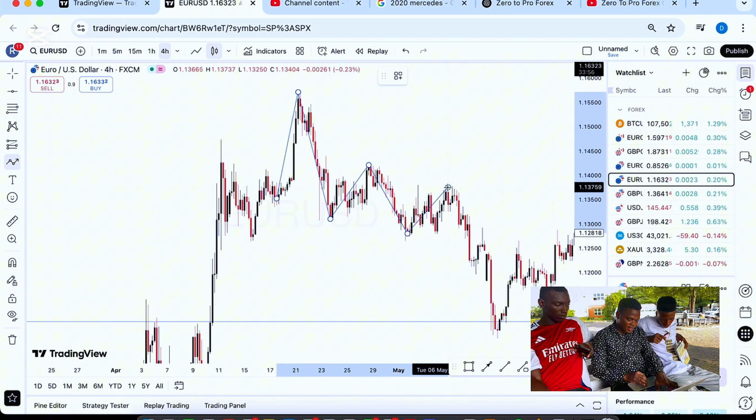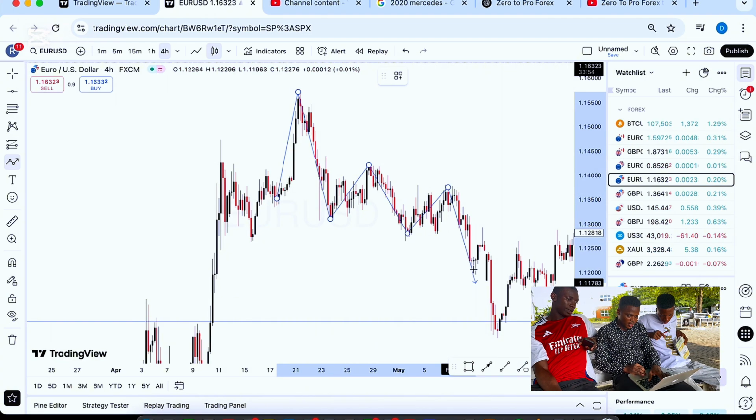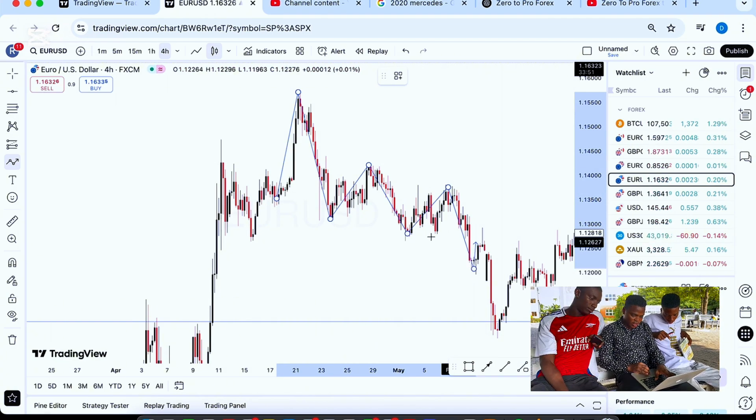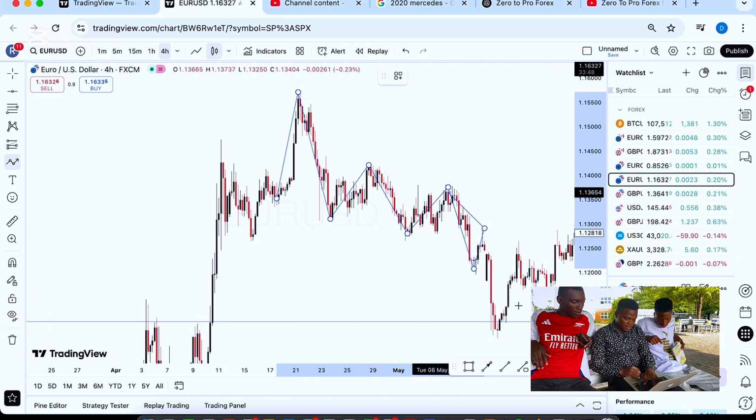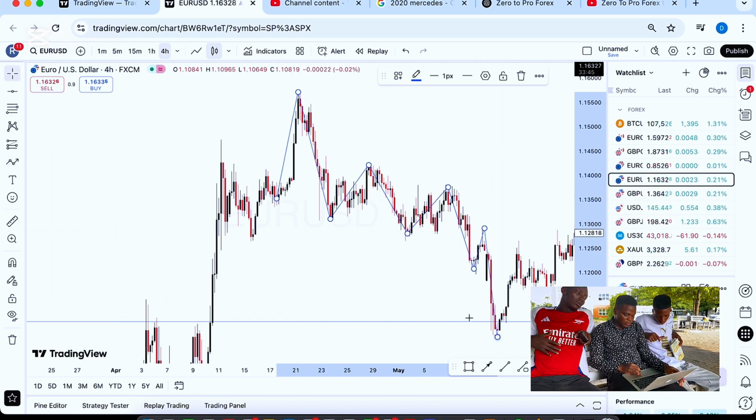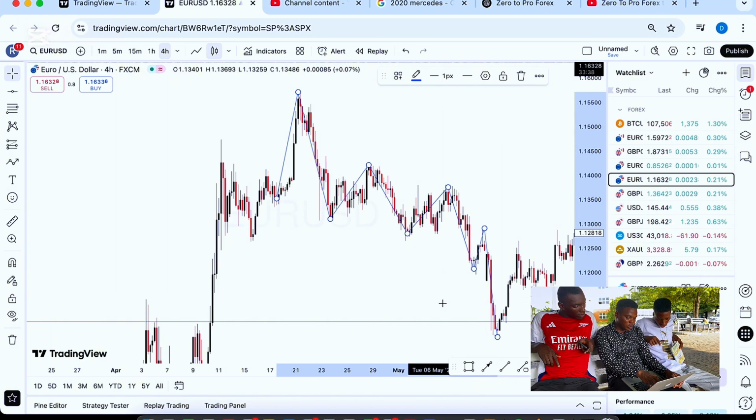We have this high that is lower than this high. We have this low that is lower than this low. Then we have this high that's lower than this high. Then we have this low. Now what do you observe if you were to take a position in a downtrend, right? Where would you want to take your position?